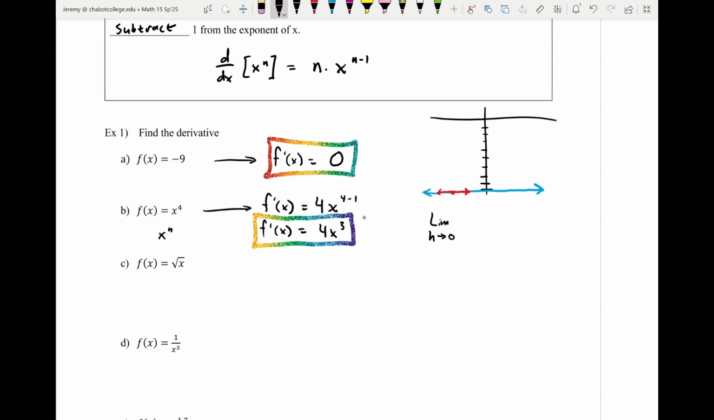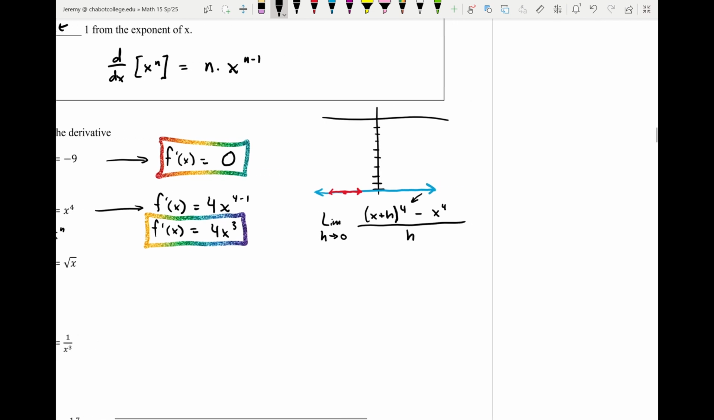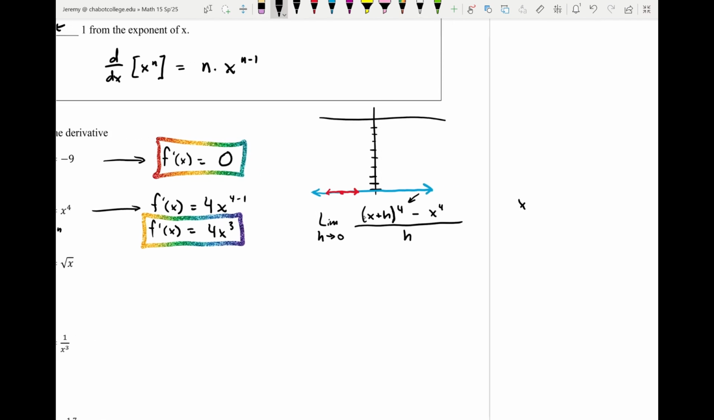Now, and I'm not encouraging you to do this, but imagine if we tried to calculate this limit using the limit definition, x plus h to the fourth power minus x to the fourth power over h, taking that limit as h goes to 0. The only way that I'd be able to evaluate this limit is I would have to take this and multiply it out. So x plus h times x plus h 4 times.